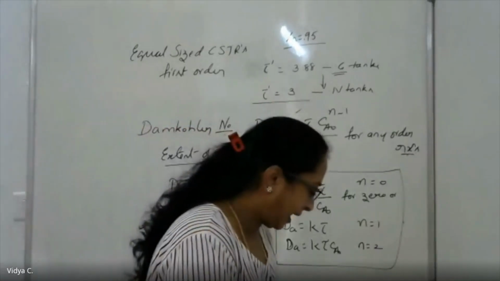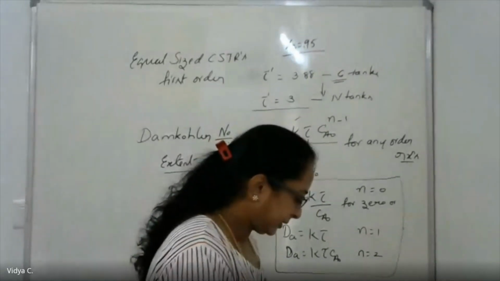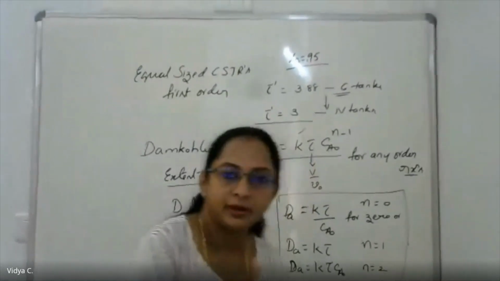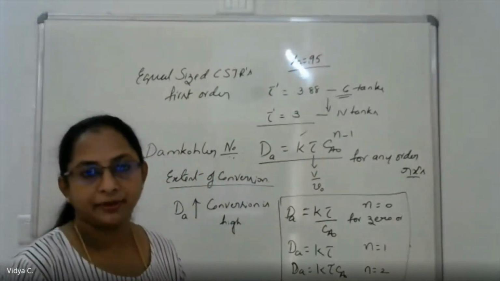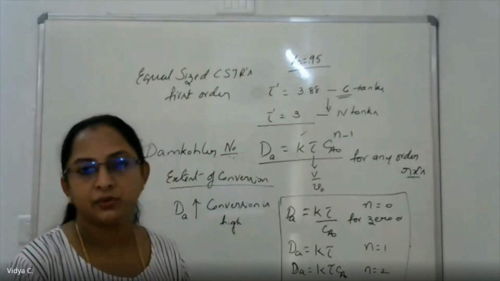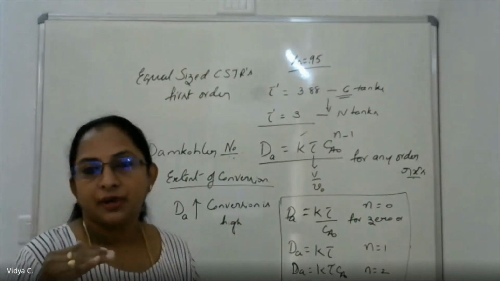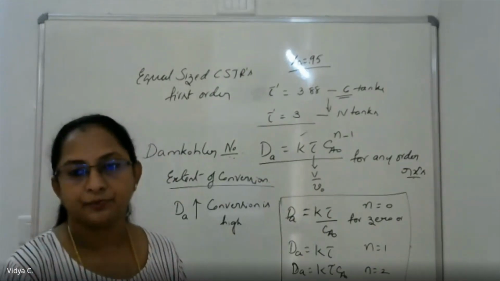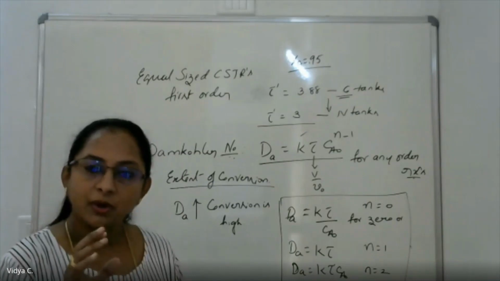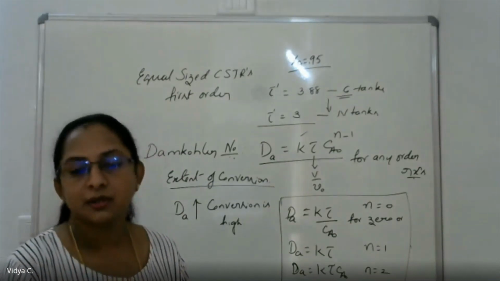Let me have one more recap of what we have done when we were comparing the volume of PFR and MFR. What did we do there? What did we conclude there? For n greater than 1, PFR will be better, because the volume required for a PFR will be lesser compared to if I'm using a CSTR.